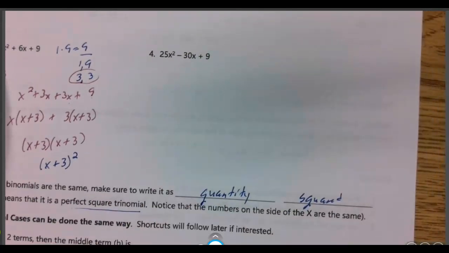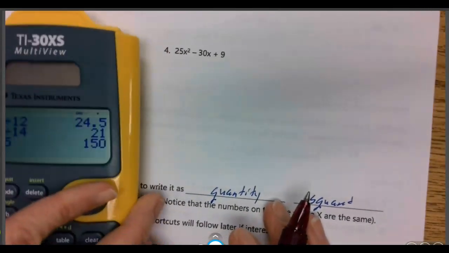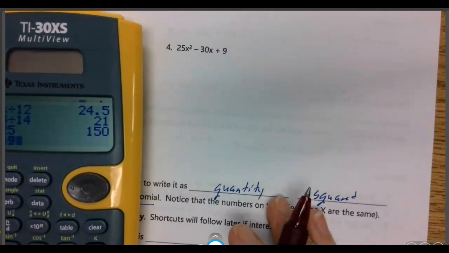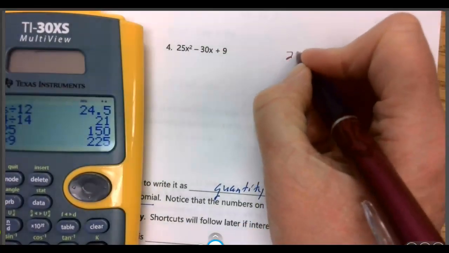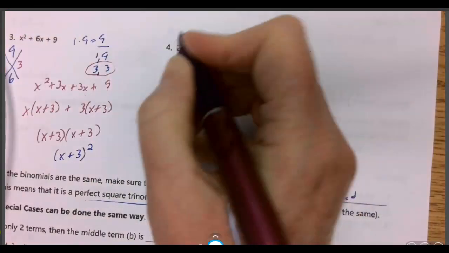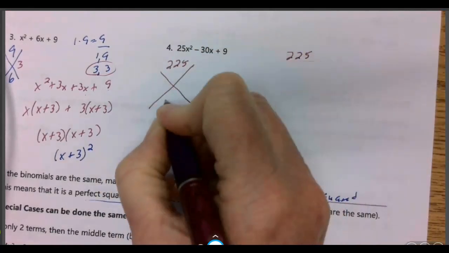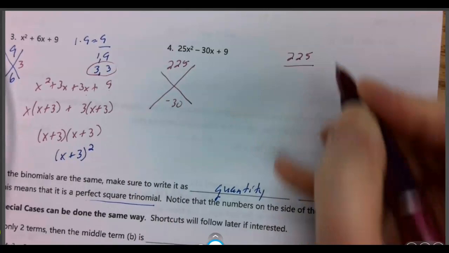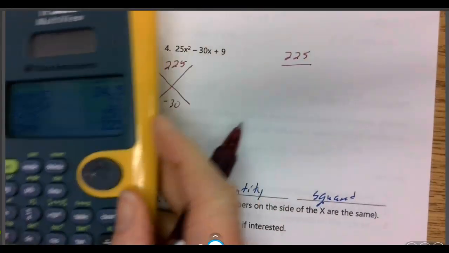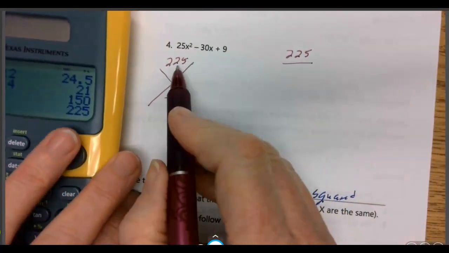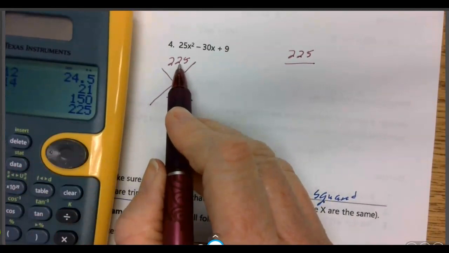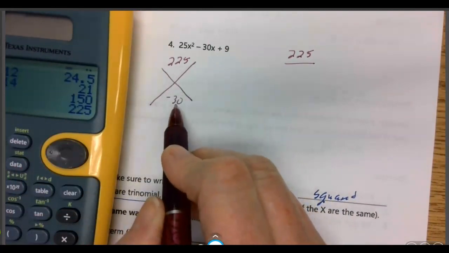Okay, let's look at this one right here. So we're going to do that same thing, 25 times 9. Pull out your calculators. 25 times 9, and we get 225. We're going to put that at the top of our x. We put negative 30 down here. Factors of 225. Who wants to list them? Nobody, exactly. So let's look at what we have. We have that the top number is positive, so my signs are the same. They're all going to be negative.